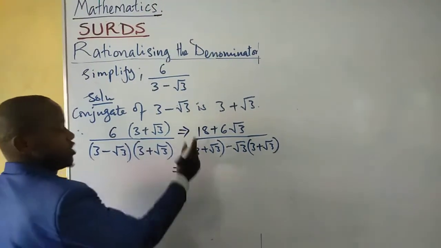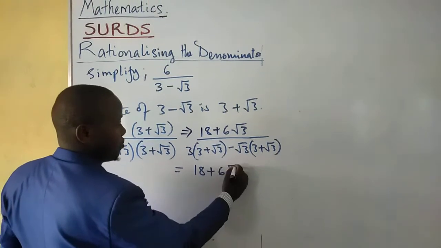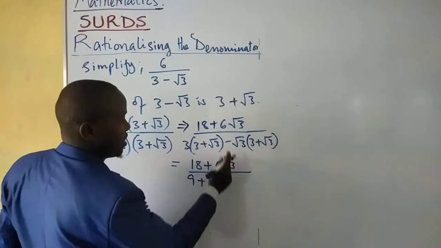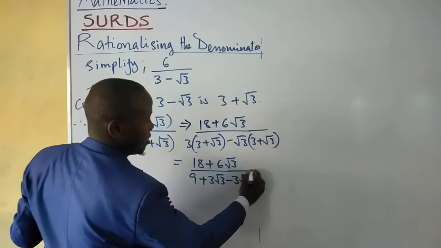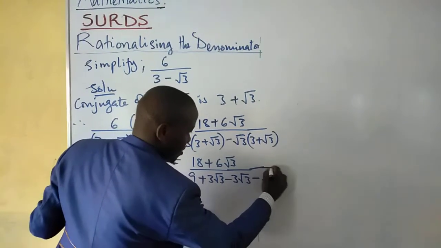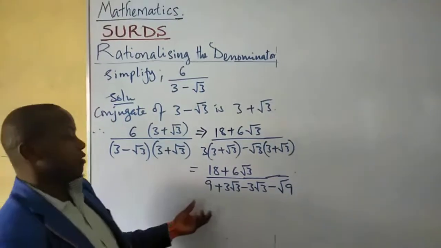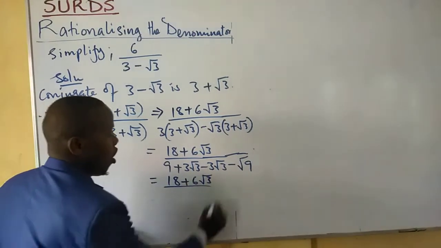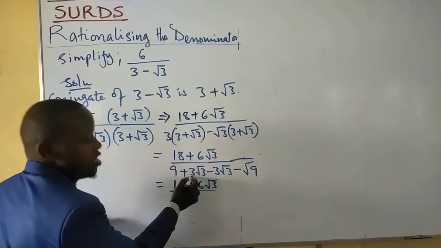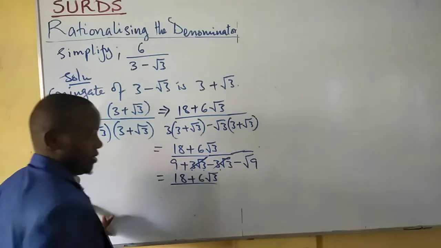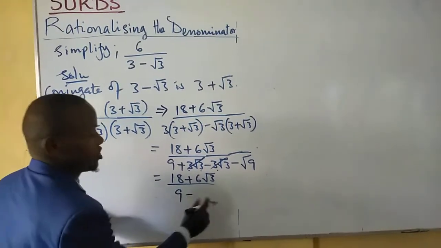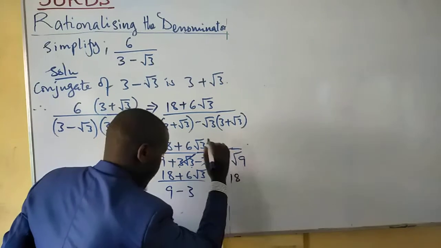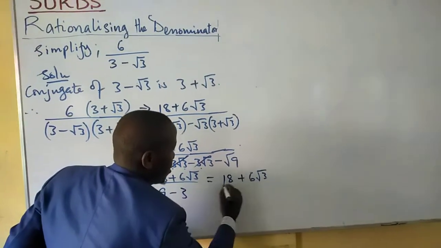Like that. Therefore, this becomes 18 plus 6 root 3 all over, this is 9 plus 3 root 3 minus 3 root 3 minus root 9, like that. Therefore, we can say this is 18 plus 6 root 3 all over 9, plus 3 root 3 minus 3 root 3 simplifies to a 0. Then we will have 9 minus the square root of 9, which is a rational number and gives us 3. Therefore, this gives us now 18 plus 6 root 3 all over 6.